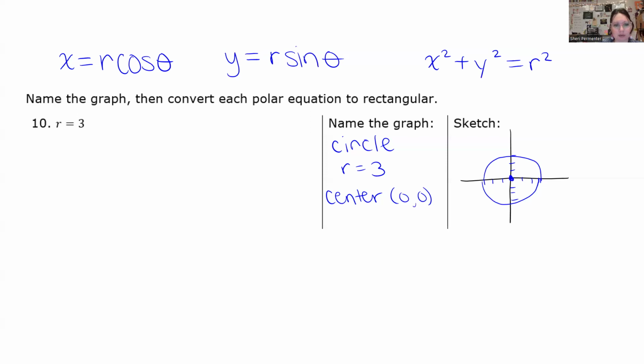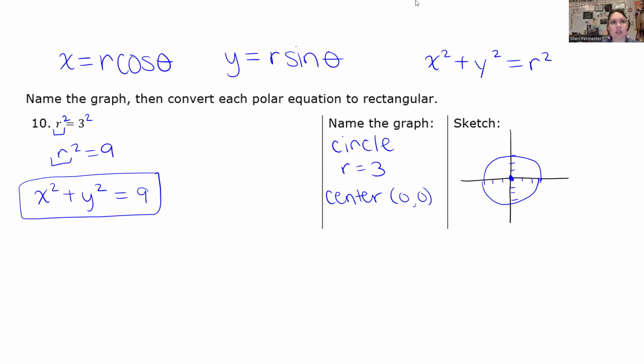So first thing I'm going to do is change that to where I have r squared. I've got to square both sides. So I get r squared equals 3 squared, which is 9. And using our equation conversion, r squared is the same thing as x squared plus y squared. So I'm going to change it to x squared plus y squared equals 9. And that is my rectangular equation.